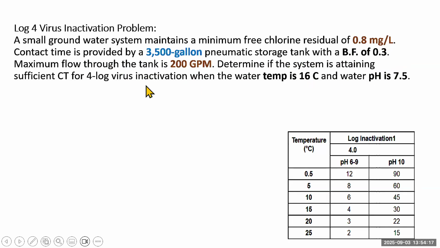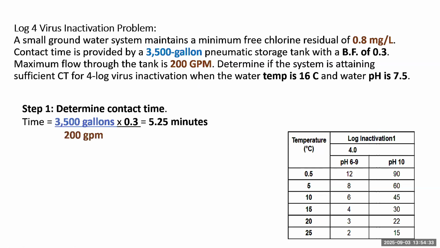Determine if the system is attaining sufficient CT for 4 log virus inactivation when the water temperature is 16 degrees. So we'll be looking here, and the pH is 7.5. So we're going to need a 4 for a CT. So what is our actual contact time? Our 3,500 gallons times our baffling factor divided by our maximum flow gives us 5.25 minutes. So we need to have our chlorine in contact with that water for 5.25 minutes.